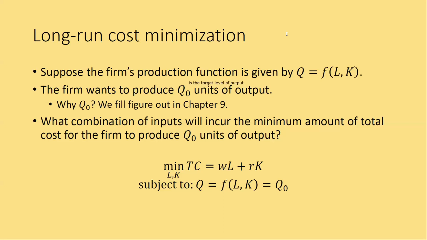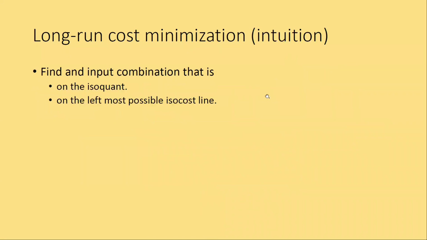We have an intuition for this cost minimization problem. So we know that the firm has different levels of isoquants, right? And each isoquant represents the combination of inputs that will produce a certain level of output. So now the firm is constrained and must produce at least Q0 units of output.